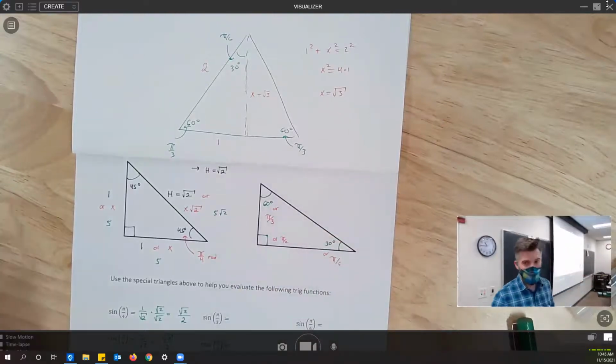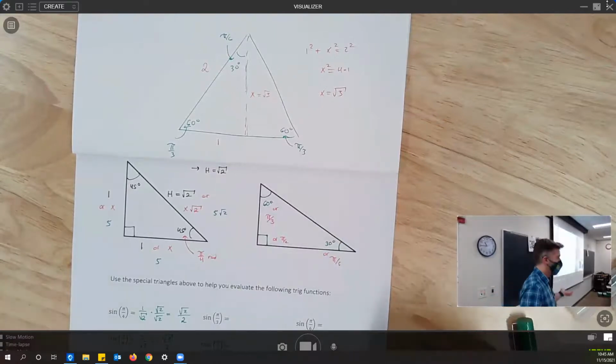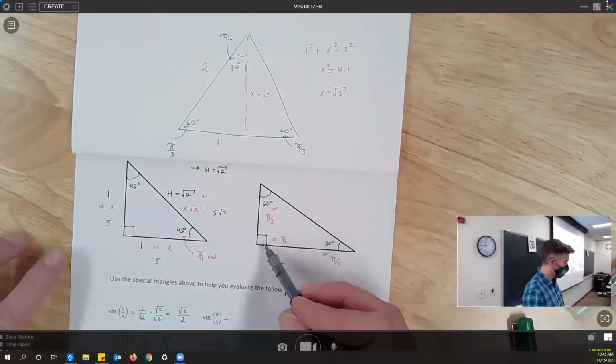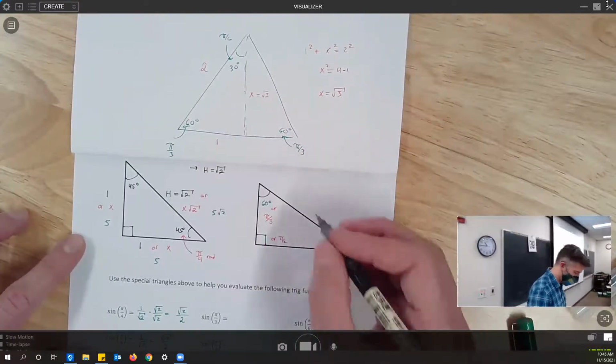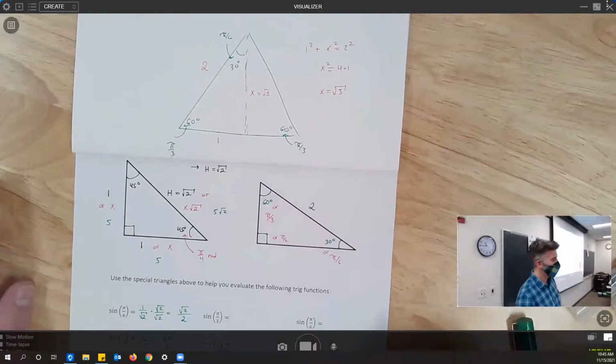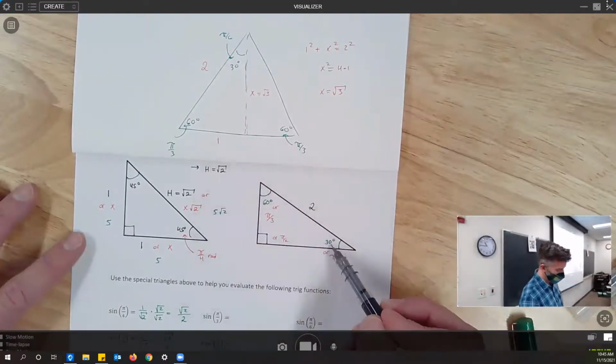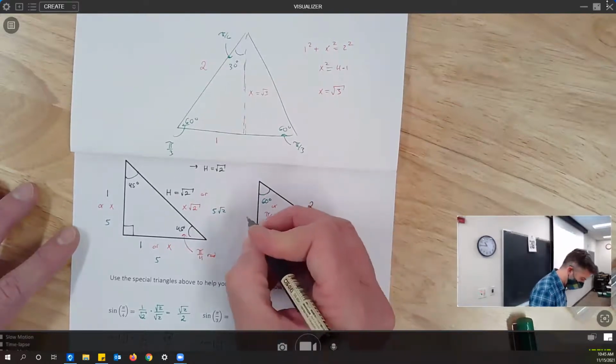And here's how I remember where the sides go. The biggest side always goes opposite the biggest angle. 90 degrees is the biggest angle. The biggest side is 2. The smallest side goes opposite the smallest angle. The small side is 1. The smallest angle is 30 degrees. So 30 degrees over here, there's my 1.